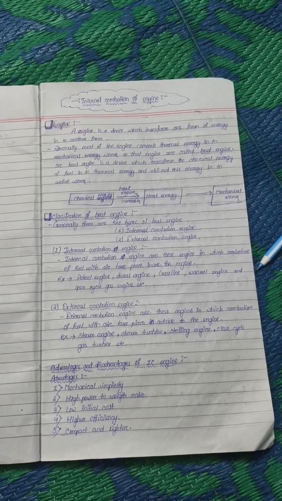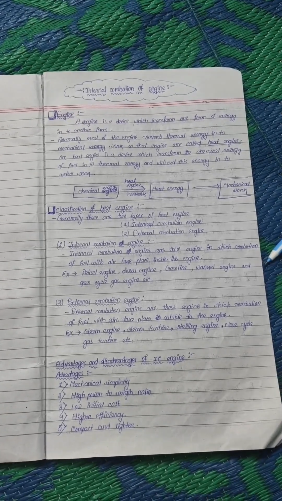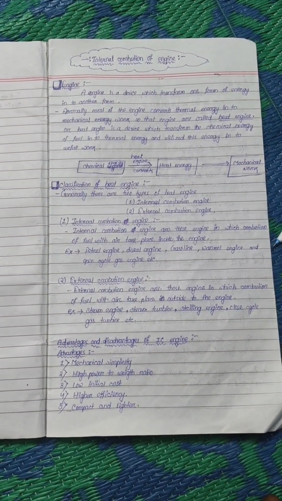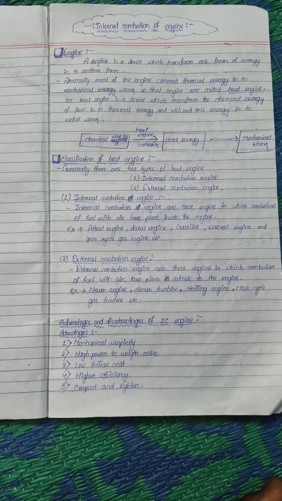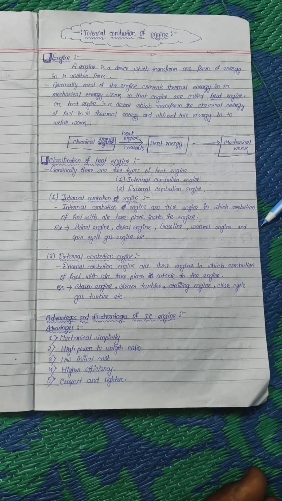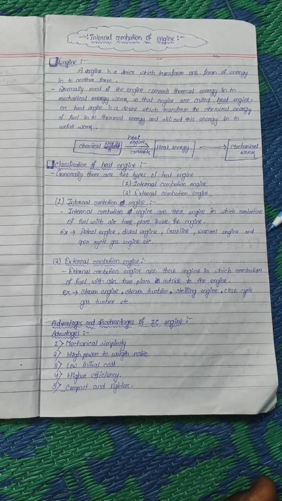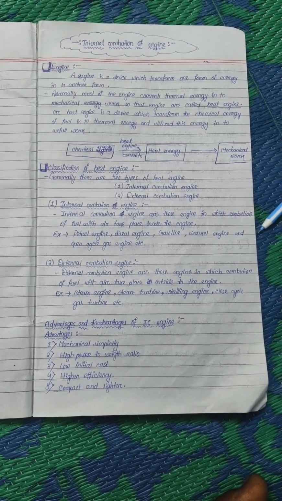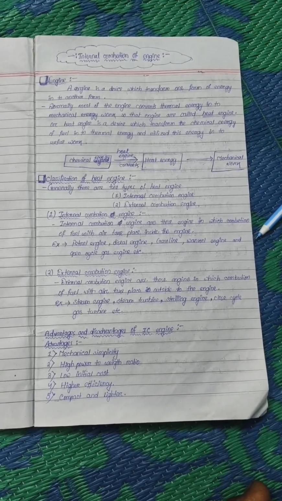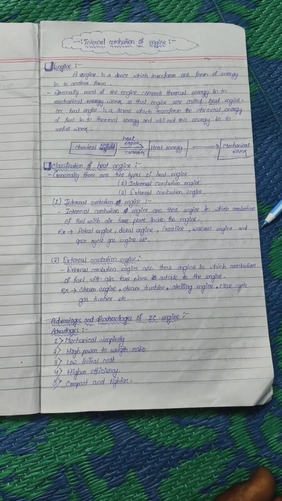Internal combustion engines can be defined as those engines in which the combustion of fuel with air takes place inside the engine, like petrol engines, diesel engines, gas engines, Wankel engines, open cycle gas turbines, etc. And external combustion engines are defined as those engines in which combustion of fuel with air takes place outside the engine, like steam engines, steam turbines, Stirling engines, closed cycle gas turbines, etc.